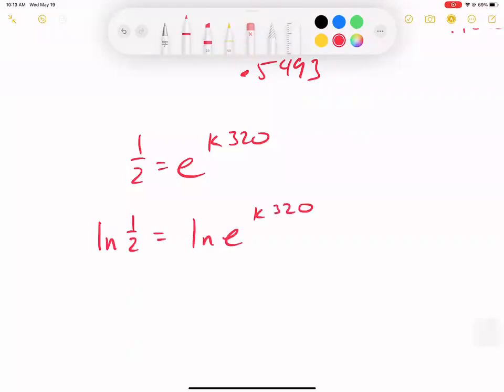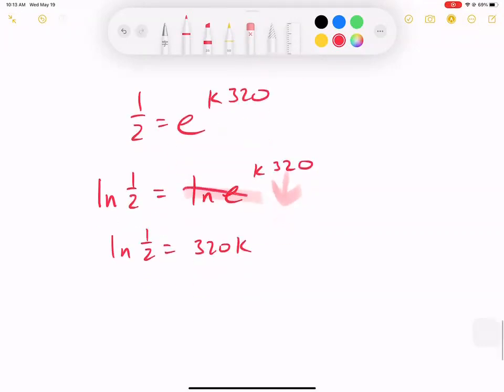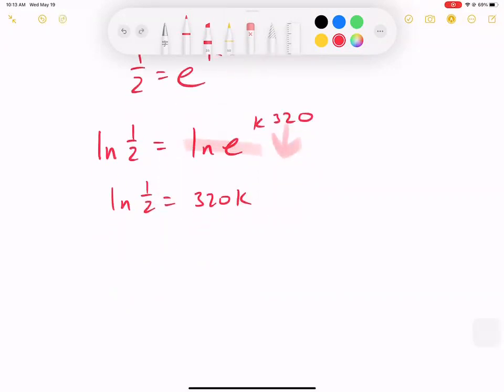What happens to this natural log and the e? We said those cancel out. This drops to the ground. Natural log of 1/2 is equal to k times 320. It's like Thanos snapped his fingers and half the world disappears. Half the equation disappears when natural log snaps his fingers. Now we're almost done. We just need to divide both sides by 320. So k is equal to natural log of 1/2, all divided by 320.